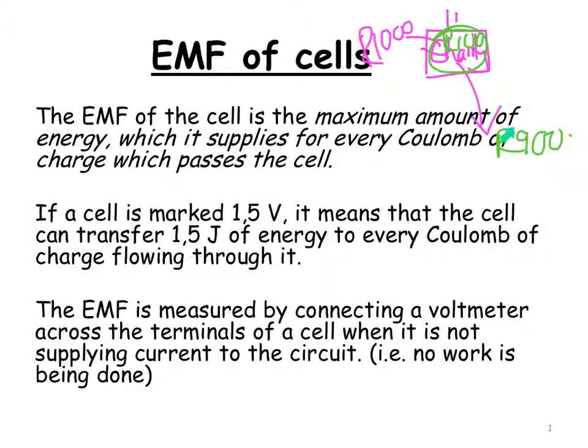Let's see how that works out as we do some more examples. So, if a cell is marked 1,5 volts, that is its EMF. That is the maximum amount of energy it can give to every coulomb of charge. The EMF is measured by connecting a voltmeter across the terminals of the cell when it is not supplying current. In other words, it's not having to give anything out. So if all the money was gone, the EMF is the 1,000 Rand that's sitting inside the charity, before we've had to pay any administrative costs to get it through the charity in order for something to come out the other side.